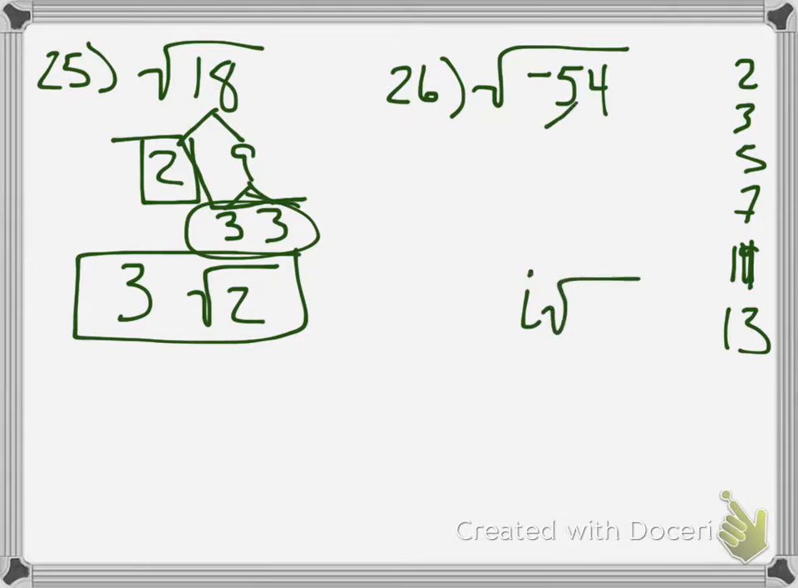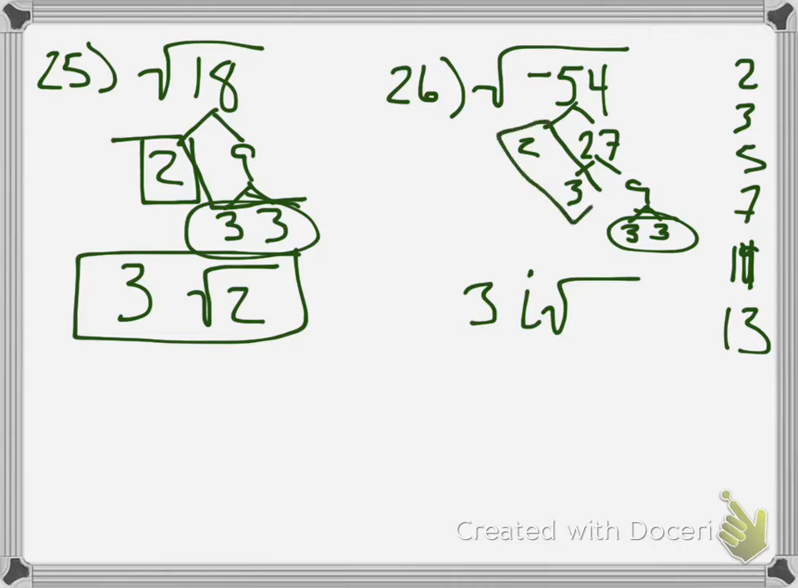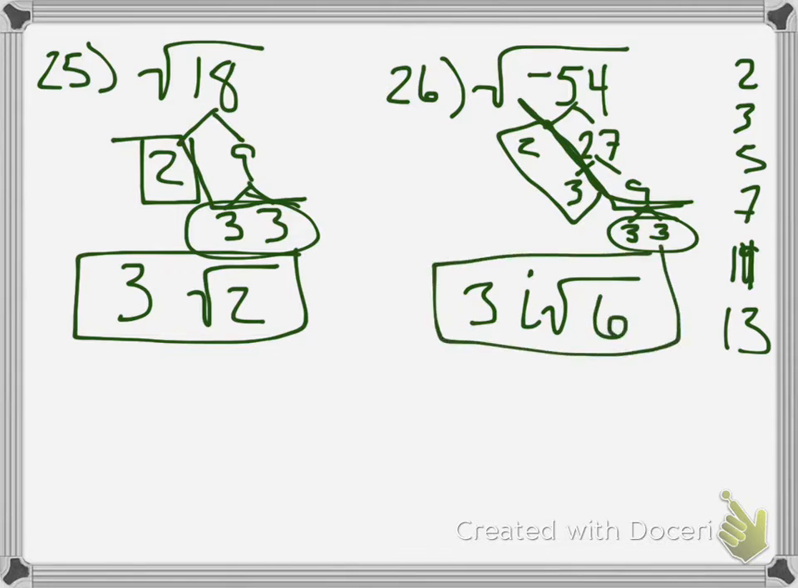Okay? 54 is 2 and 27. Some of y'all stopped at 27. No! 27 is 3 and 9. 9 is 3 and 3. Okay, I have a pair of 3s. That goes on the outside. I have still another 3 and a 2 left over, because I'm looking again at the ends. 3 times 2 gives me 6, and that would stay inside. And there's that one. Okay, notice that one had an i inside the square root.